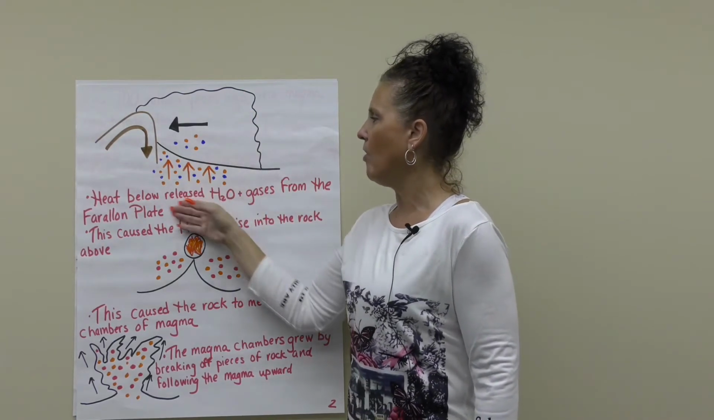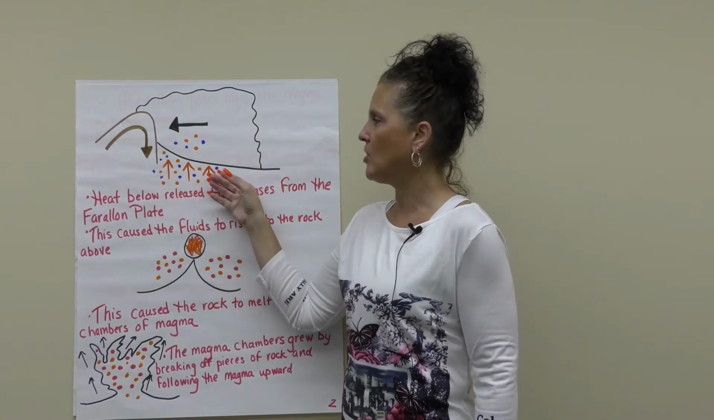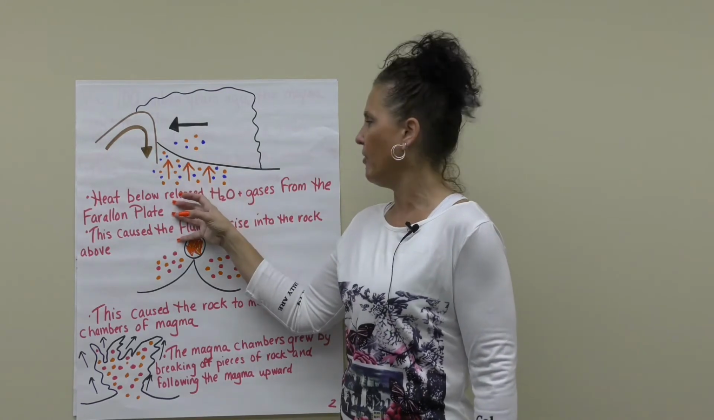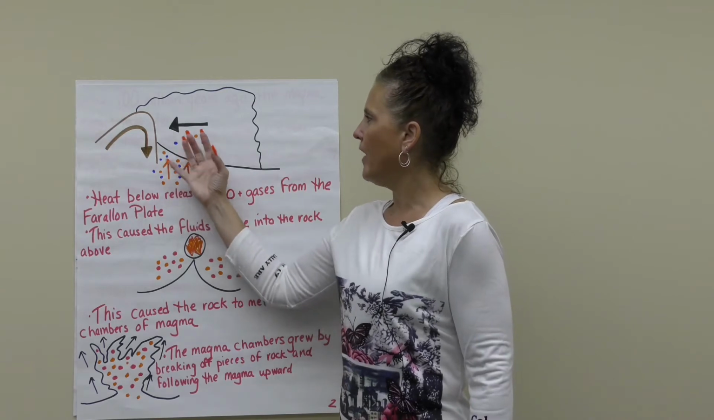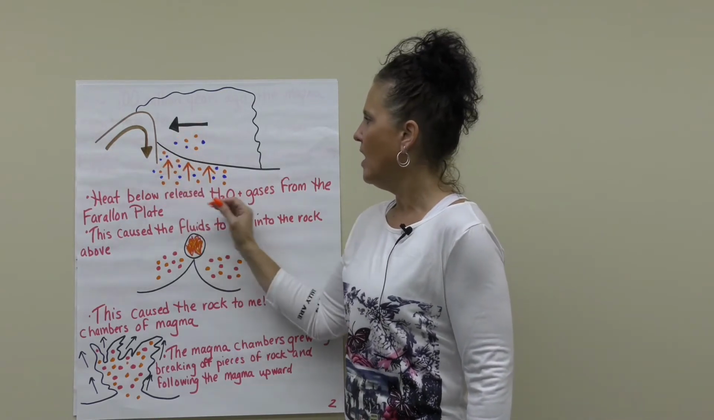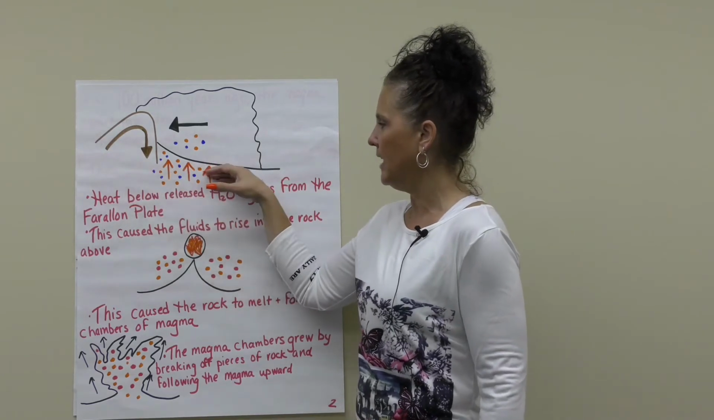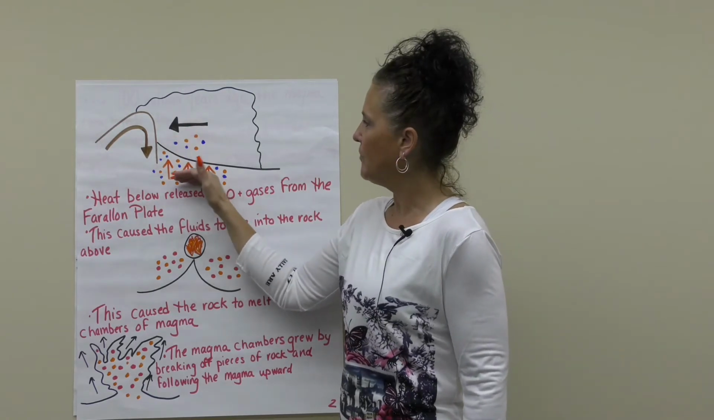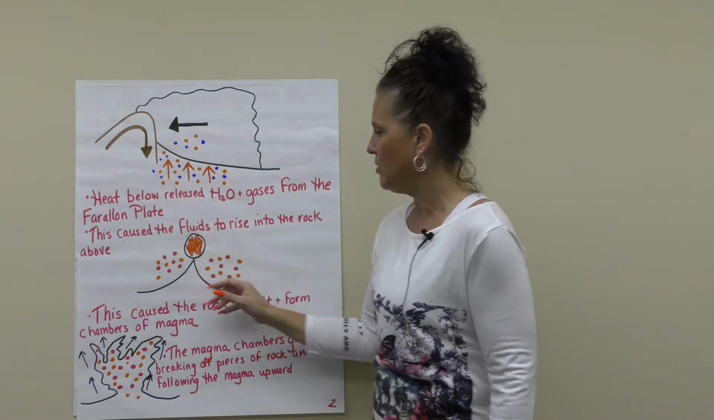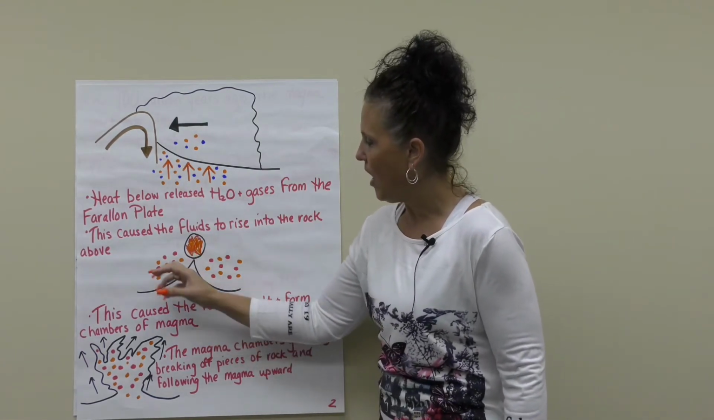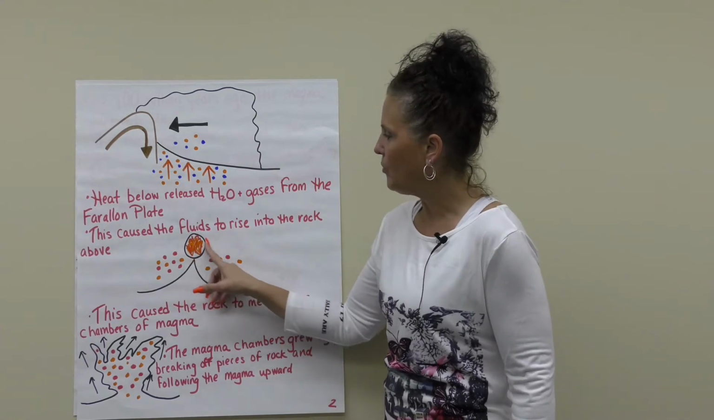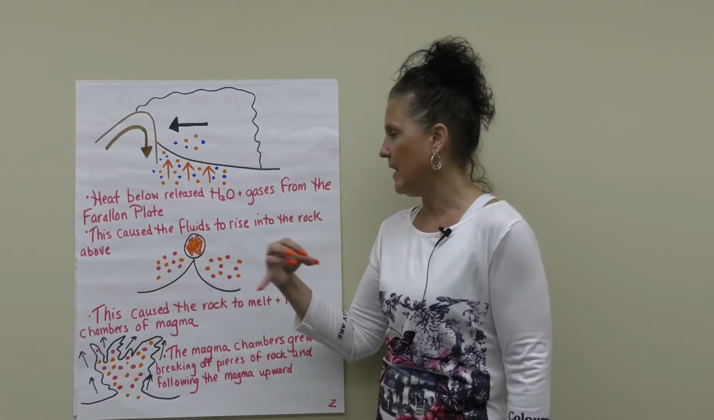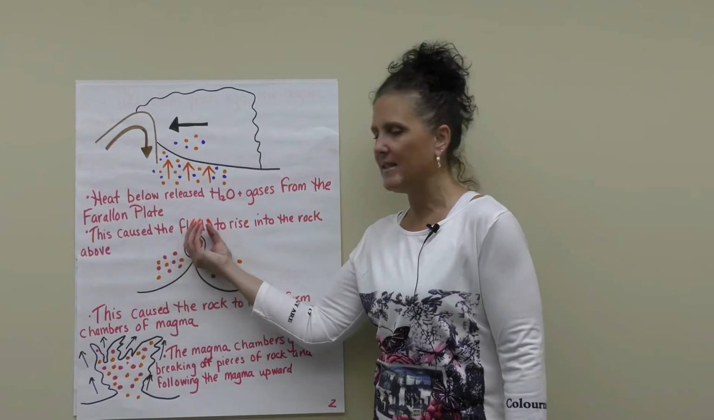Underneath of this, we have all of the heat that is released. We have magma. It's called magma when it's under the ground and lava when it comes out. So we have all this magma generating heat underneath the plate, and it released water, water vapor and different gases, and that's what these dots represent from the Farallon Plate. All of this being released caused fluids to rise up into the rock, right? So we have fluids coming from down here and this heat rising up into the rock. As they rise up into the rock, we get these molten lava pockets, chambers of magma, chamber like a little enclosed space. So you have all this molten rock, this magma, inside of these chambers.